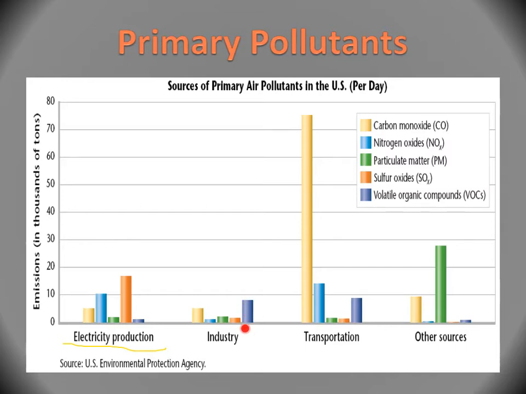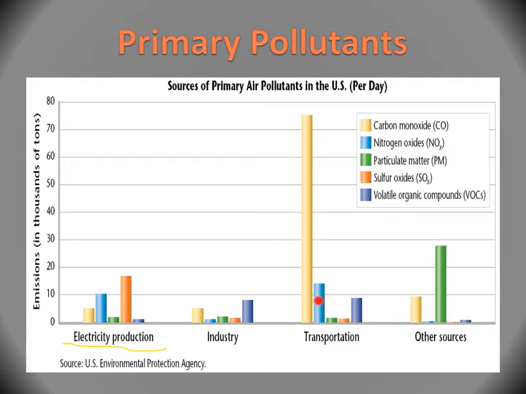Industry leads to a lot of volatile organic compounds called VOCs. We'll talk more about those later. And a moderate amount of carbon monoxide, which is a colorless, odorless gas that restricts our body's ability to take in oxygen. Transportation, such as cars and airplanes that use fuels, put the majority of the carbon monoxide in the atmosphere, and that is by far the worst thing they put in the atmosphere.